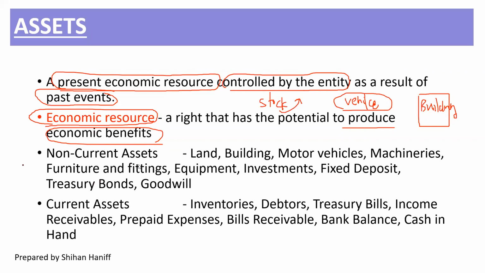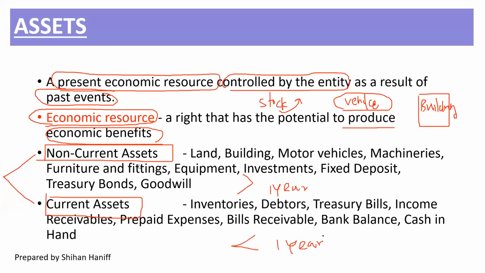Right? So all these assets can be divided into 2 types: non-current assets and current assets. Non-current assets means the assets which we can use for more than 1 year. Current assets means less than 1 year. Assets which can be used for less than 1 year. Right? So simply remember, assets are present economic resources controlled by the entity as a result of past events.